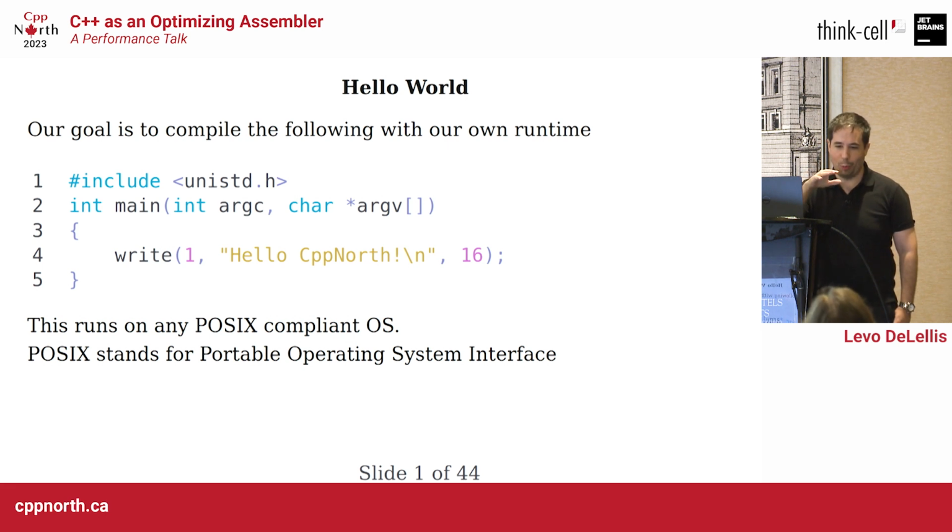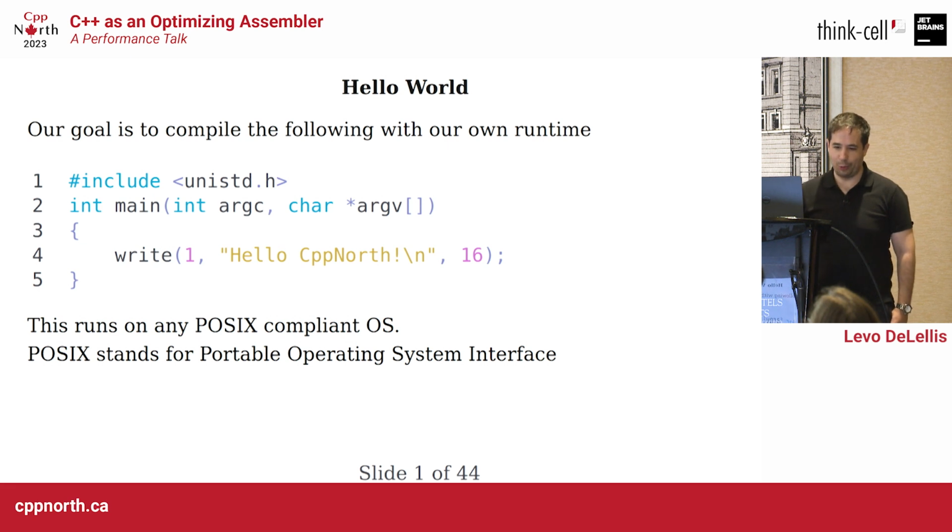So right now, the first goal is to write this hello world program using our own runtime. I chose this specific version because it's really easy to implement, so it's good for a talk and a lecture. If you've never seen write before, write is a POSIX function call, and POSIX says that standard in, out, and error have the file descriptors 0, 1, and 2. So this slide says we're going to write to standard out, hello CppNorth, 16 bytes. The 16 does not include null, but it does include the newline.